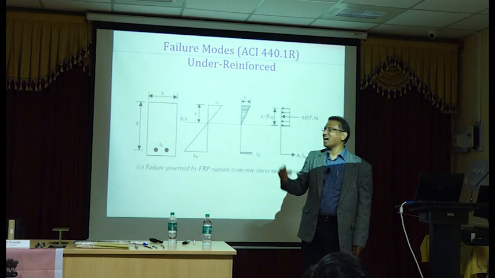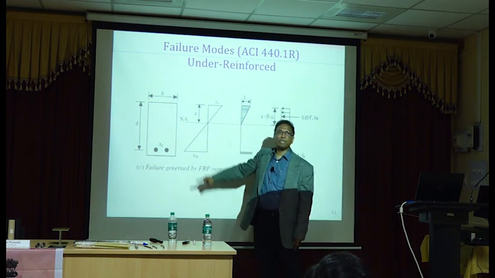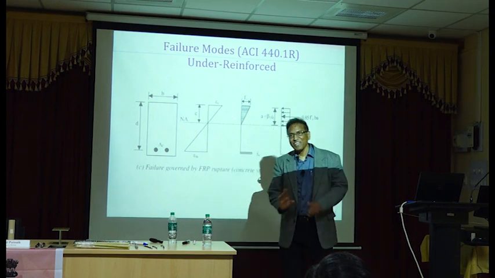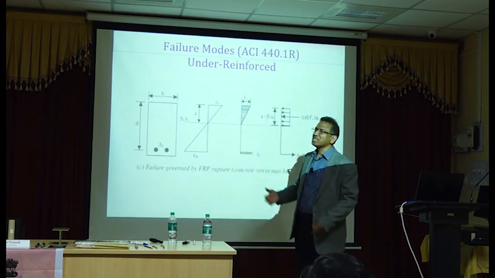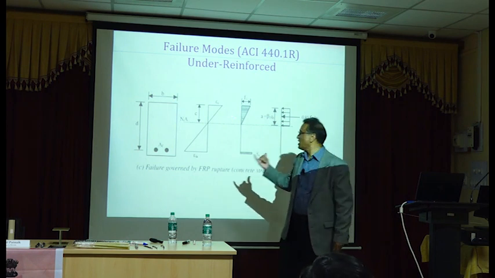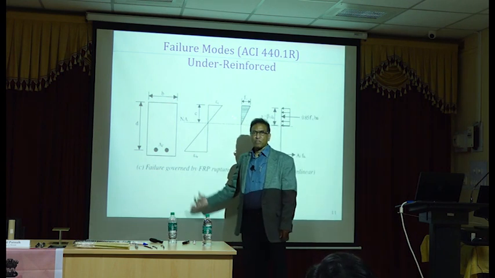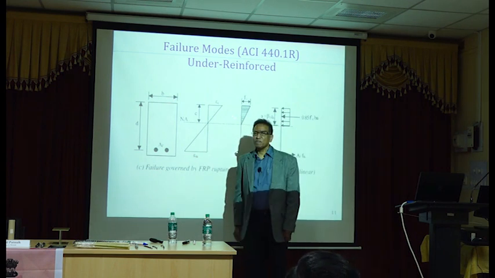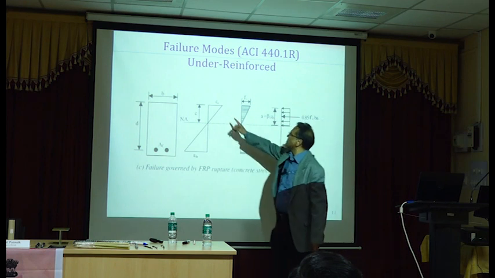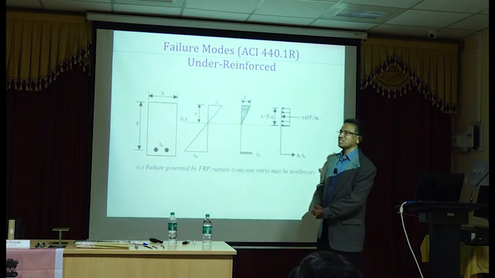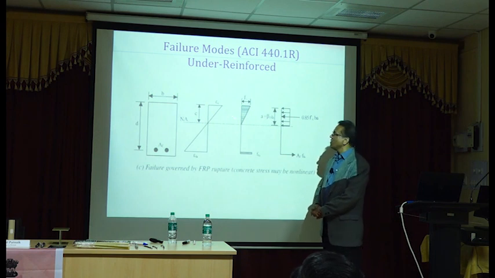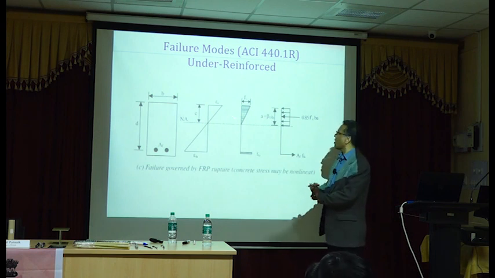And what about this strain here? It will be at the limit. It will be epsilon Fu, right? That means we are ensuring the failure. Not ensuring, but in this condition, it so happens that the failure is by rupture of FRP, and therefore that's the limit strain. Now, epsilon C is unknown. It's not 0.003. That's an issue, right? It's a problem.